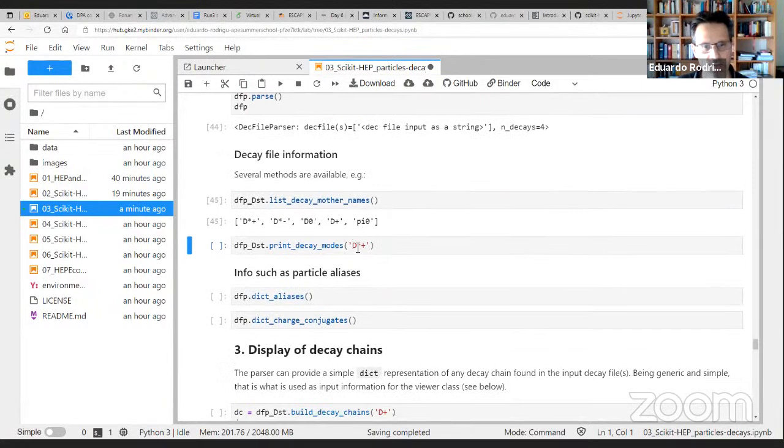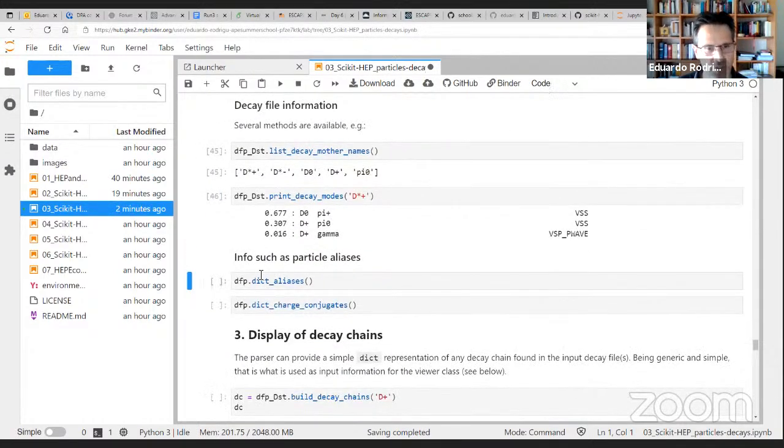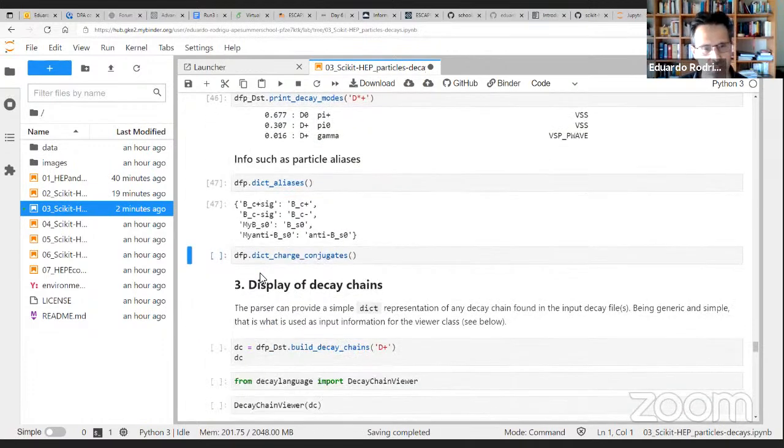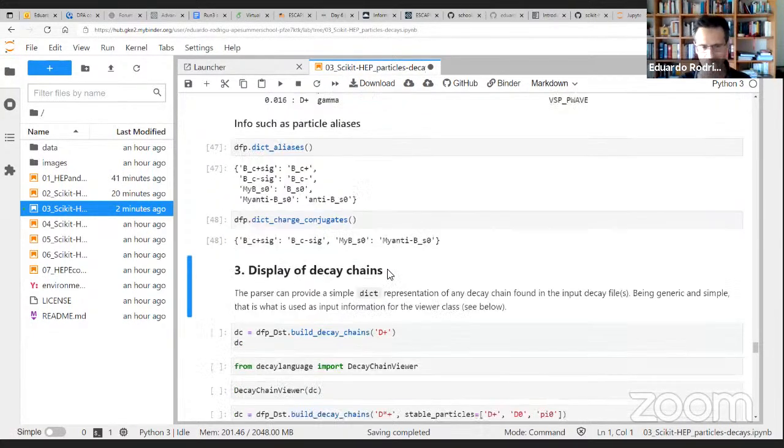And let's say that I wanted to print the decay mode for the D star plus. So that's it. It's actually almost in a different format. It is actually a copy of the file. Not very interesting. It also has plenty of other bits of information that are used by the program that you might want to have. And you can also get charge conjugates, so the B_c plus and B minus and so on.